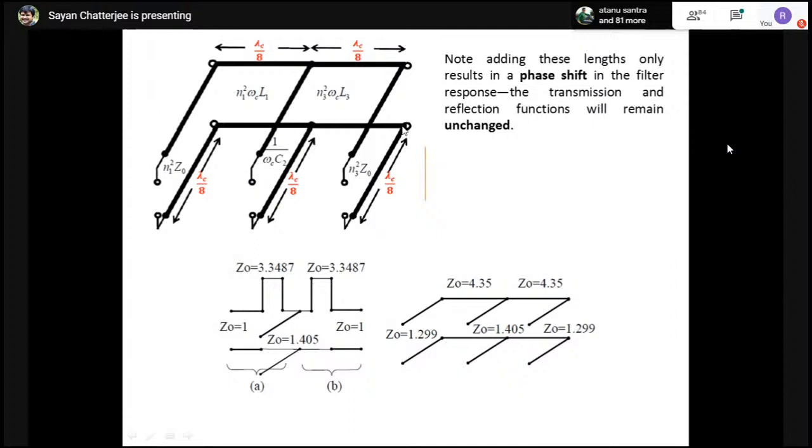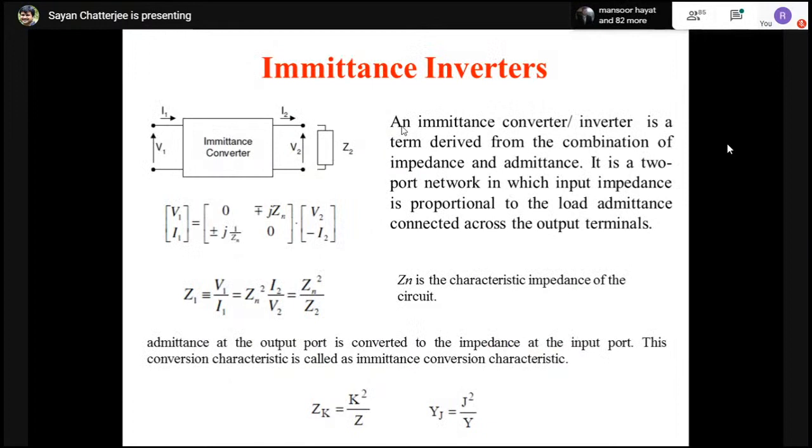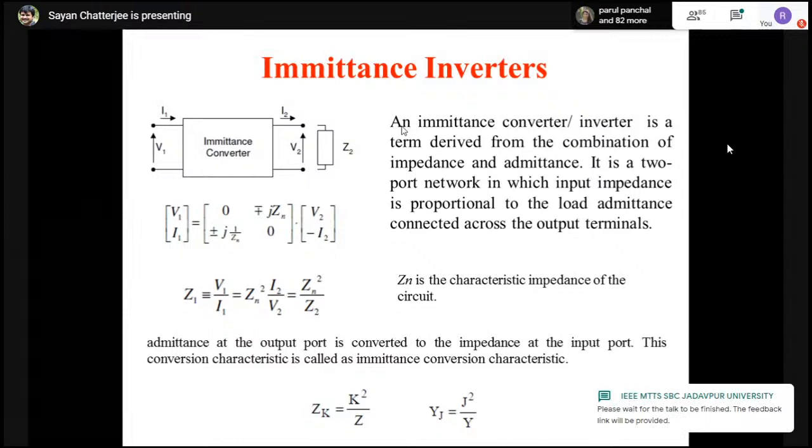So ultimately you have certain advantages here, but still there are certain problems. Whenever the Kuroda identities are mentioned, they are telling you that when you have an L or C, you can transfer that C to L or L to C. But if you have an LC network or a CL network, meaning certain kinds of resonator, then the difficulty comes that your Kuroda identities will not support. So in that case, you need again a transformer.